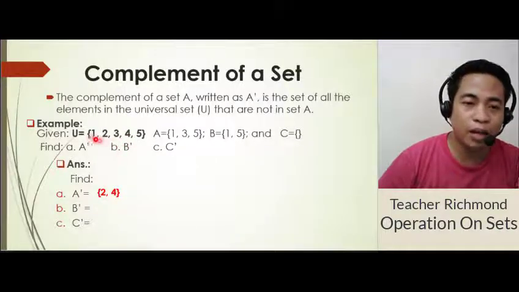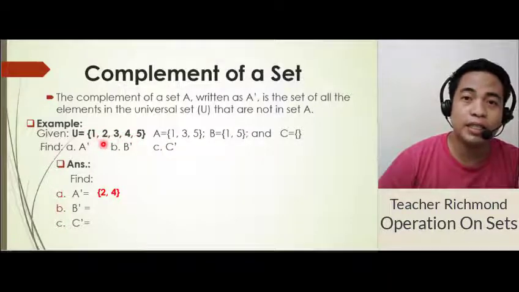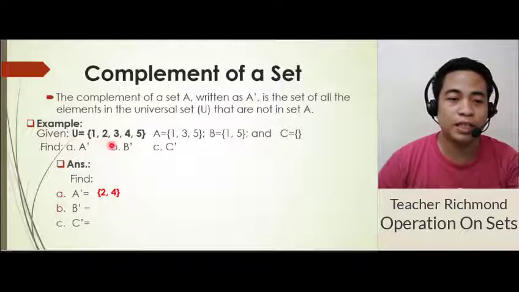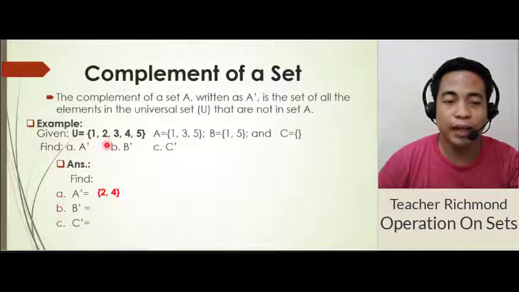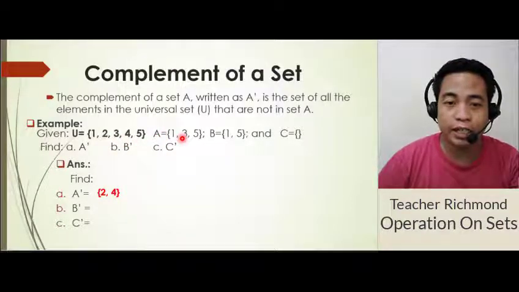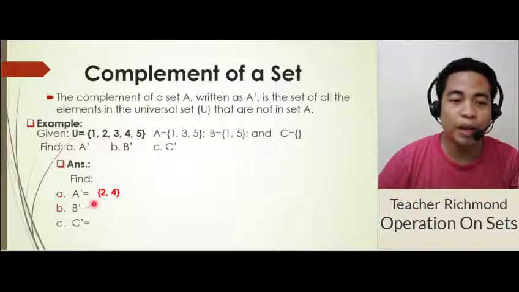Okay, so we have 1, 2, 3, 4, 5. These are the elements in our universal set. And we have also here set A. The elements are 1, 3, 5. So what are the elements in universal set that are not in set A? We have 2 and 4. Therefore, the complement of set A are 2 and 4.